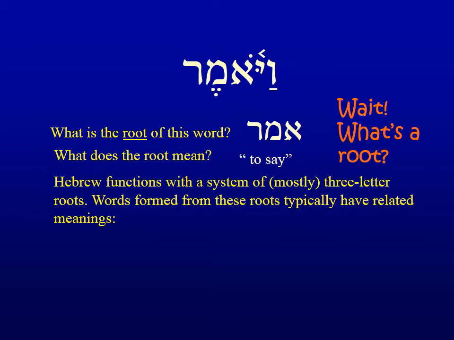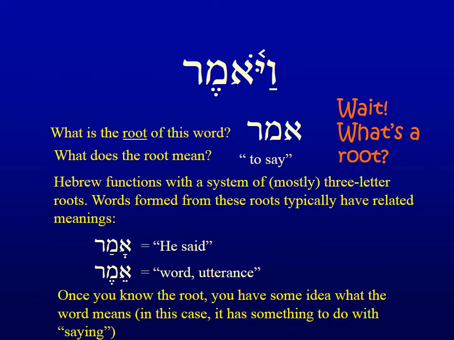Now it may occur to you that we haven't talked about roots yet, and so we should pause for a second to say that Hebrew functions with a system of mostly 3-letter roots. We could also say triliteral. It is a triliteral root system. Words formed from these triliteral roots typically have related meanings. So the verb amar, aleph mem resh, means he said.